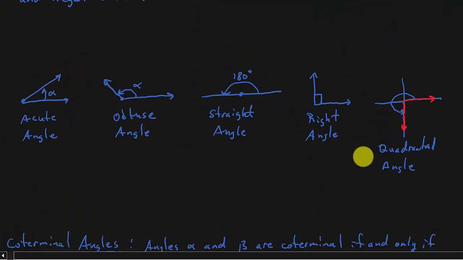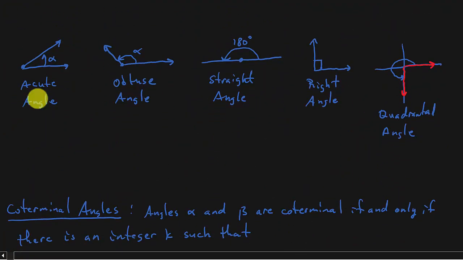All right, and then we have some different angles here. We have an acute angle. An acute angle is an angle that's between 0 and 90 degrees. An obtuse angle is between 90 and 180 degrees. A straight angle is 180 degrees. A right angle is 90 degrees, and that's what this symbol here means. That means these lines here are perpendicular, so they make a 90-degree angle.